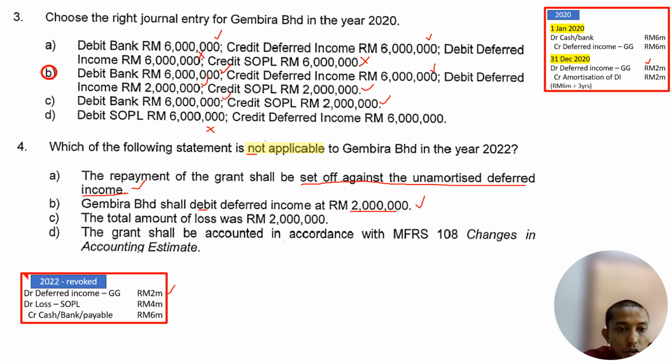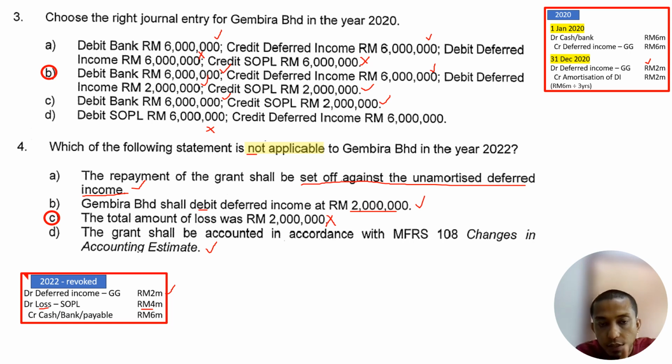The total amount of loss was 2 million. Loss is not 2 million, loss is 4 million, right? So this one is wrong. The grant shall be accounted in accordance with MFRS 108, changes in accounting estimate. Correct, because there is a revocation. With revocation, we need to change the estimate. So D is also correct. So the answer that is not applicable is C. All right.